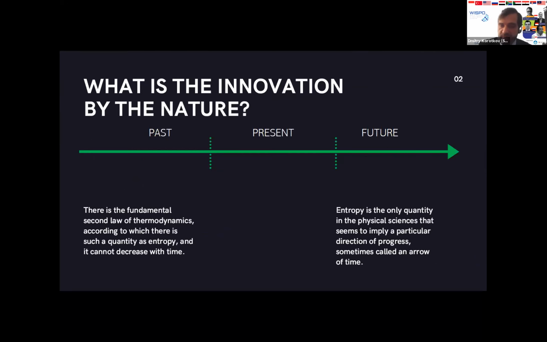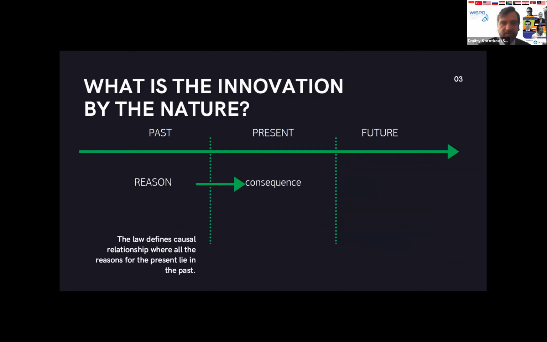cannot decrease with time. In a simple example, it means that heat can't come from a cooler body to a hotter one. Entropy is a measure of chaos. So entropy is the only quantity of physical science that seems to imply a particular direction of progress, sometimes called the arrow of time. And the law defines a causal relationship where all the reasons for the present lie in the past.